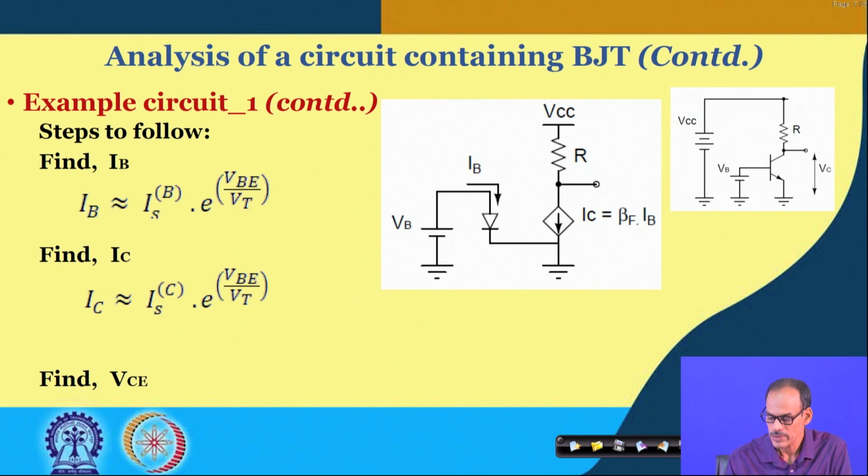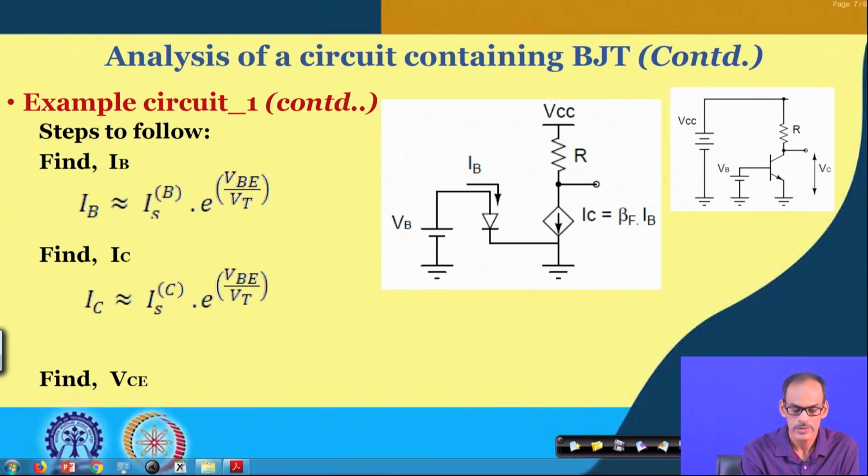Here you might have observed that we have dropped this term 1 plus VCE by the early voltage. Intentionally we have dropped this term, for simplicity, that is what normally is done. We assume that this early voltage is very high compared to the VCE, and hence we drop this part.